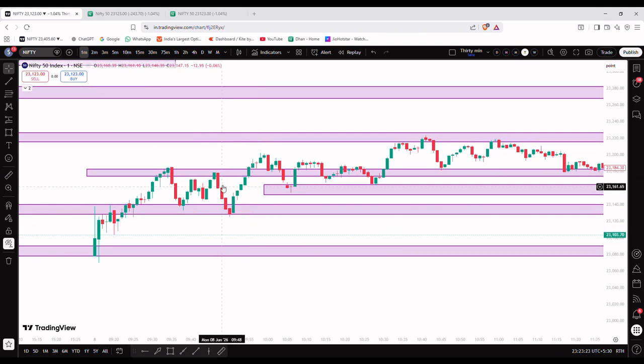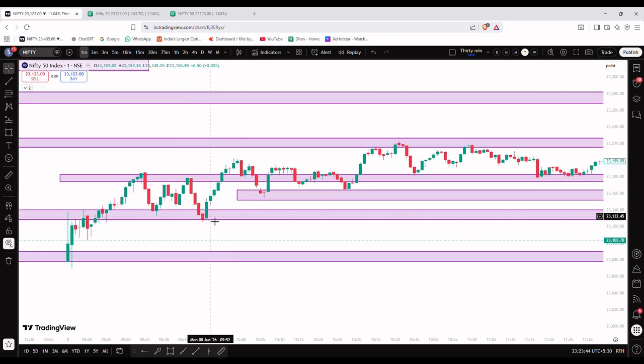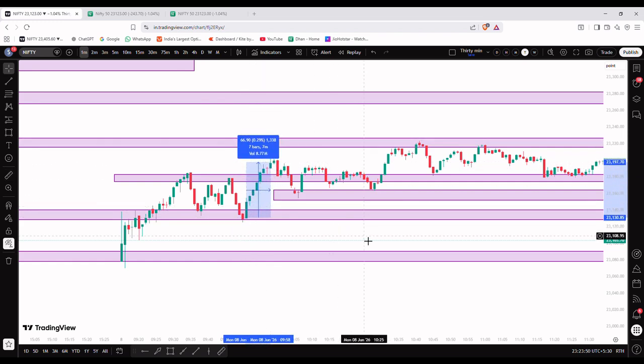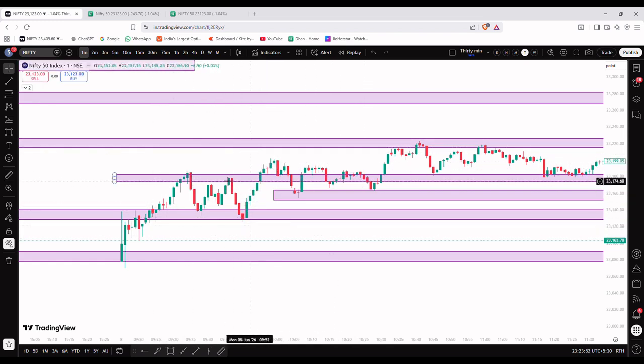Then again it took a rejection, because there was already a zone here where reversal had happened. The probability of it taking a reversal again is very high. You could have taken a put trade here, and till here you could have made about another 50 points. Here 48 points, here 49 points, almost 100 points. Then again it took a support, you could have taken a call trade here and made nice money, about 60 points. So here also you were able to make about 150 points.